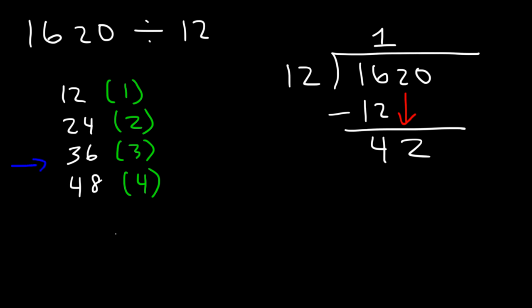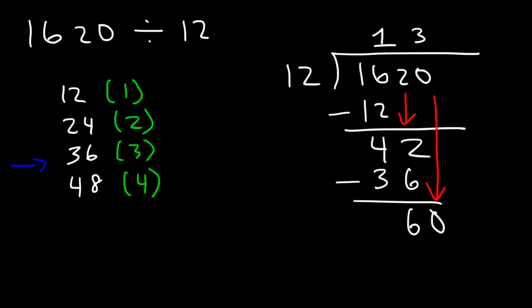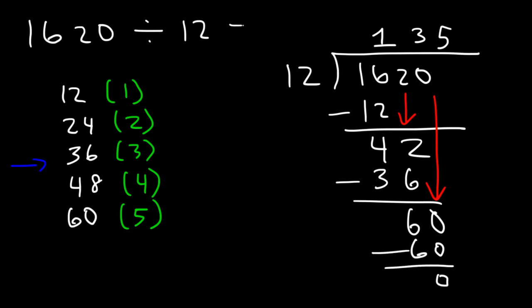So 12 goes into 42 3 times. 12 times 3 is 36, and 42 minus 36 is 6. Next, let's bring down the 0. If we add another 12 to 48, this will give us 60, which means that 12 times 5 is 60. So the final answer is 135. That's 1620 divided by 12.